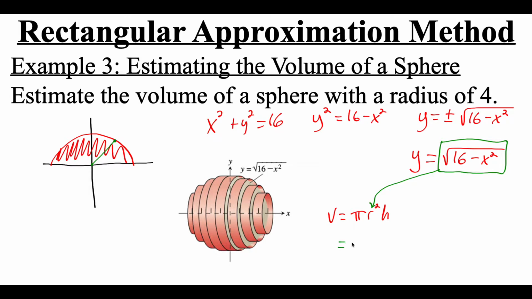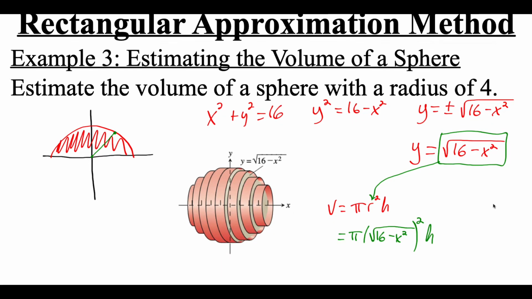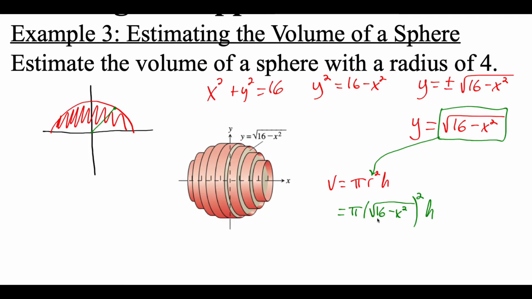So what that's going to give me is pi times this square root of 16 minus x squared, all being squared. Now I'm going to leave the height in here for right now, but eventually when we move over into our calculator, we're not going to worry so much about that, because what we're going to be looking at is changing the height of each one of these cylinders, and that's going to give us our different approximations. So what I'm mainly concerned about is squaring this square root. So I get pi, and this square root and this squared are going to cancel each other out, so that's just going to be 16 minus x squared.